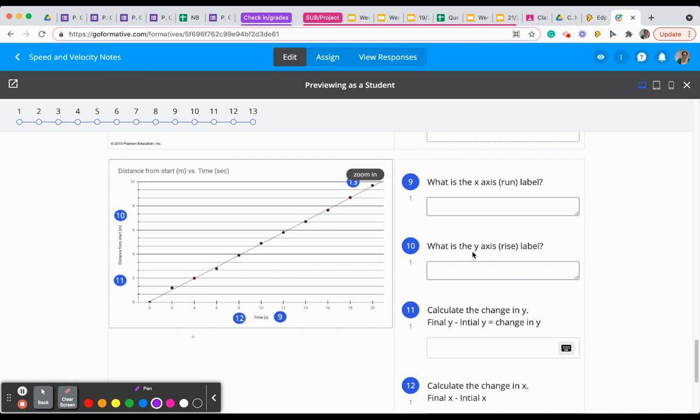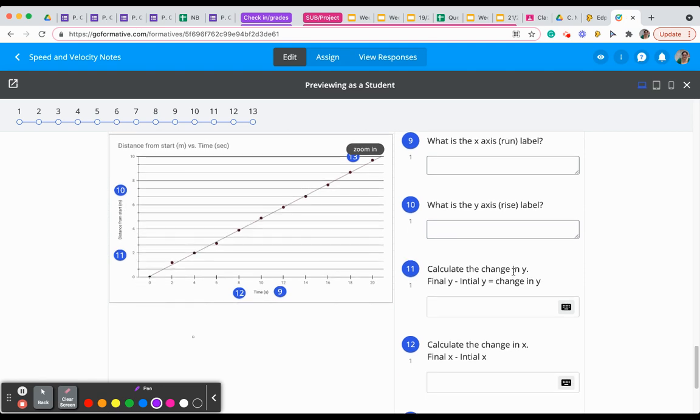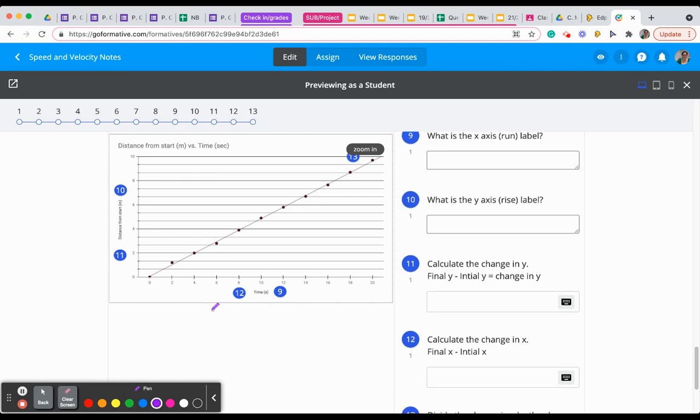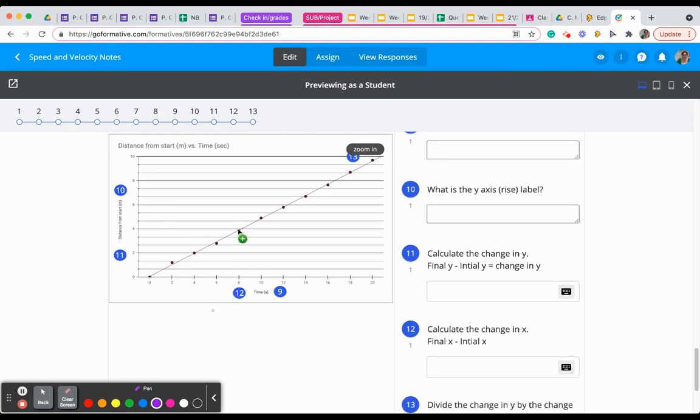Number 10, what is the y-axis or the rise label? And it says right here, distance from start in meters. Number 11, calculate the change in y. Change in y is final y minus initial y equals change in y. So you're going to select a point. So for example, let's use purple here. And let's say I'm going to pick this point right here.